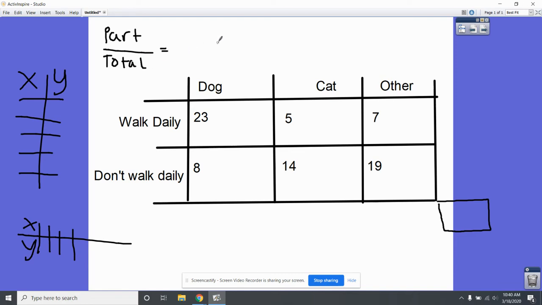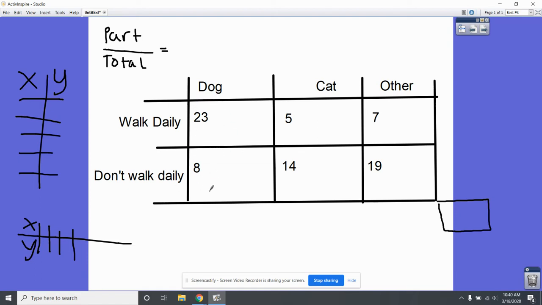Well, my question was, of the people who have dogs. That means I only care about people who have dogs. I don't care about people with cats. I don't care about people with other animals or no animals. I just care about people with dogs. Of all those people, how many walk daily? Or what percent walk daily? What's the frequency? So, again, it's called a relative frequency.